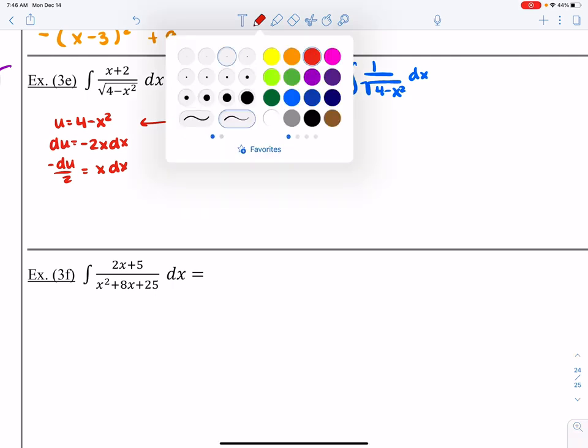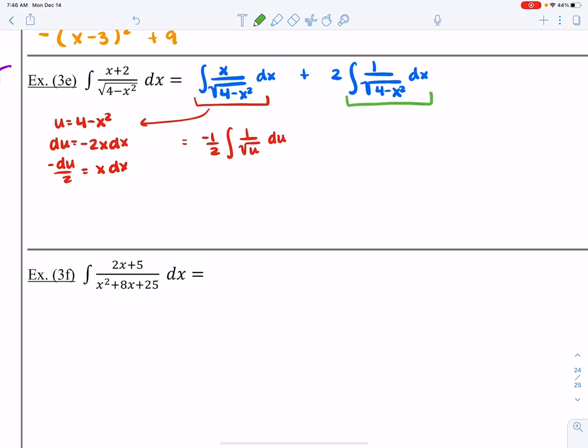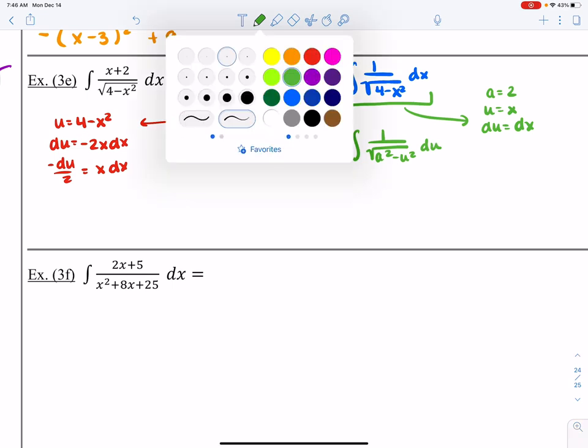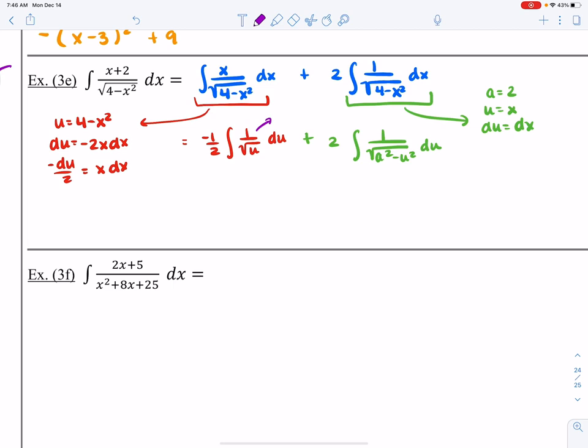And that ends up not being so bad. And then this guy over here ends up being an inverse trig, where a is 2 and u is x, making du just dx. So this becomes 2 integral of 1 over the square root of a squared minus u squared du. If I'm thinking through this and using the power rule, just treat this like u to the negative 1/2, if that helps your brain process it.